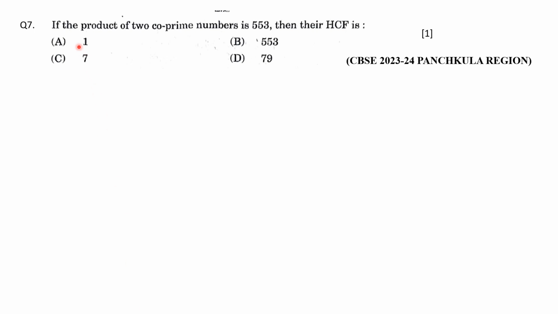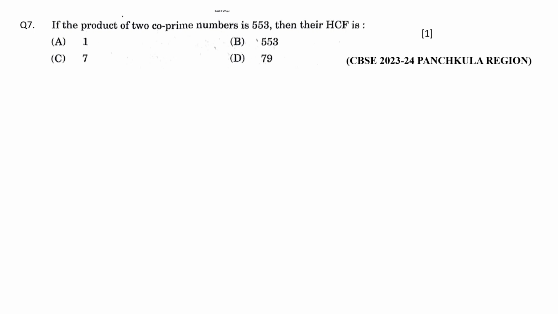Question number 7. If the product of two co-prime numbers is 553, then their HCF is. So first of all, try to recall what is co-prime numbers. In my previous videos also when I was doing this exercise, I have explained everything very clearly. What is prime number, what is composite number, what is co-prime number, isn't it? So again I am repeating, co-prime number means two numbers whose common factor is 1.